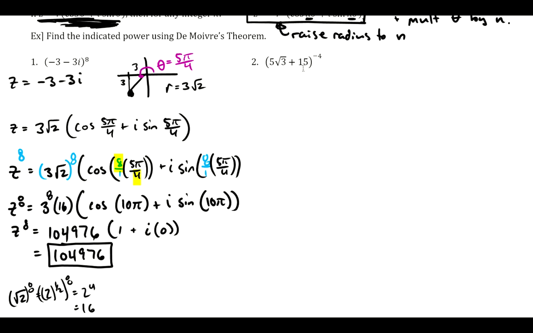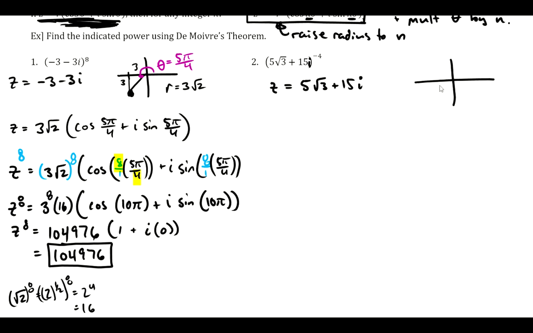Okay, number two, there's a typo. That one should have an i right there, because otherwise it's not a complex number. Sorry, that one should have had an i. But either way, it follows the same process as the last problem. So I would just say, whatever's inside that parentheses is the z. And then we would need to convert that to polar form.